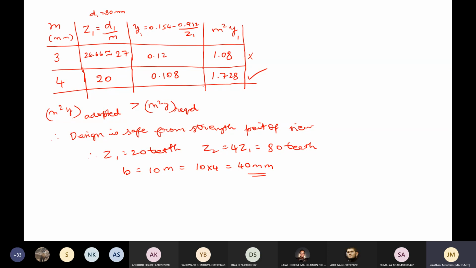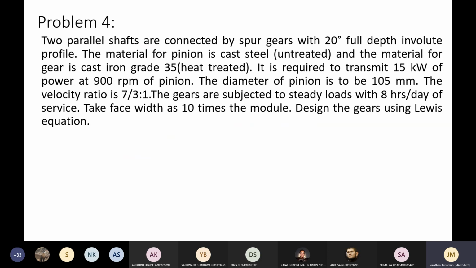Okay, what's the time? Yeah, so you can go for one more problem. You can just take down the statement.